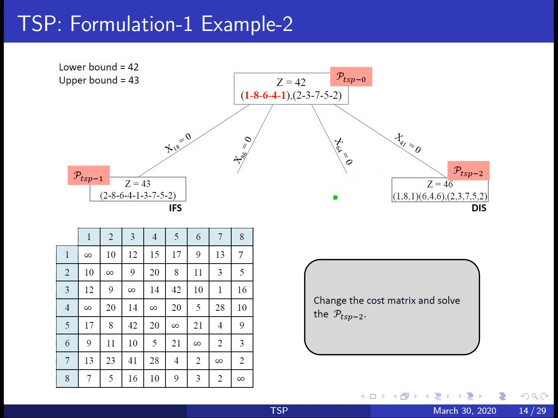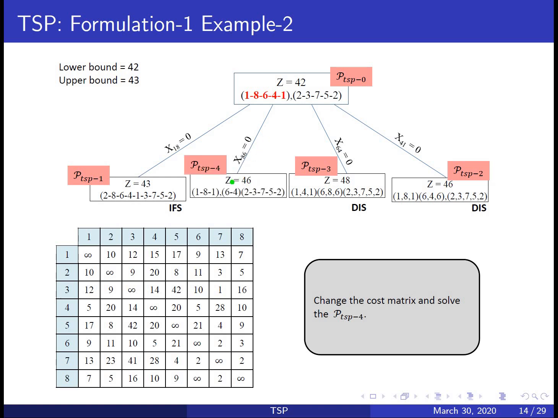The next child that I am going to solve will be this one, and the objective function value here is 48, and it also contains subtours. So this node is also dominated by the IFS solution. When I solve this last node remaining, I get the objective function value 46, and these are the subtours. And based on this IFS solution, I can kill this node by the label DIS.